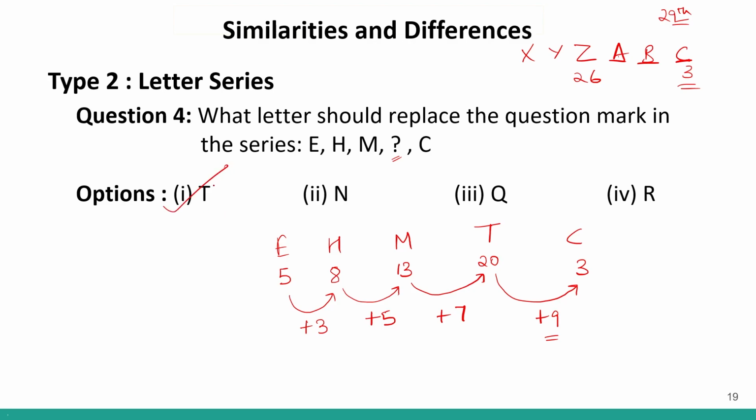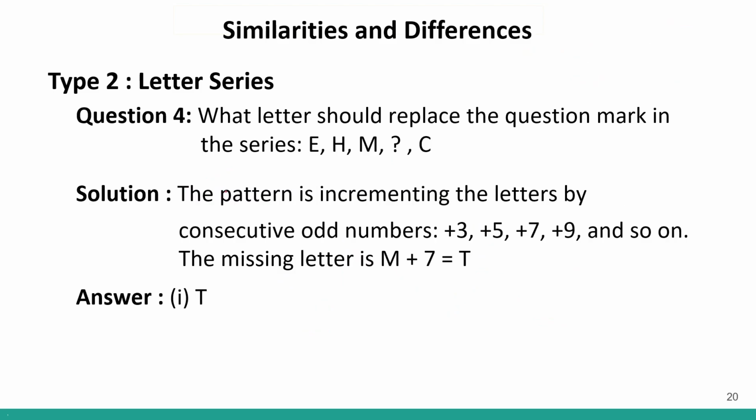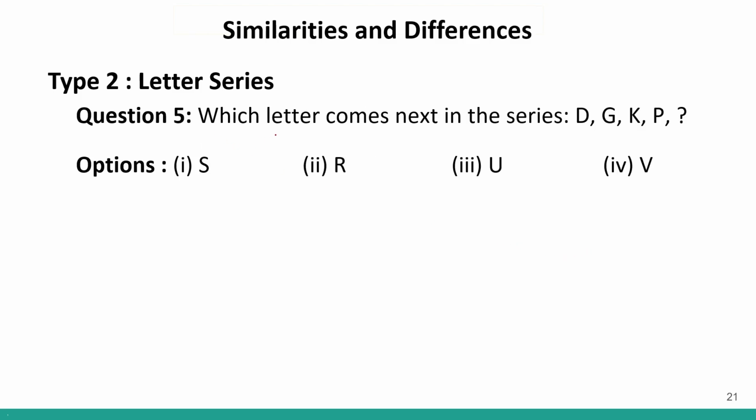I hope this is clear. Okay. So let us move forward. You can see clearly we are adding consecutive odd terms. Now, which letter series comes next in this particular series? So D we know is ranked at 4. G we know is ranked at 7. Similarly, K is ranked at 11 and P is ranked at 16.